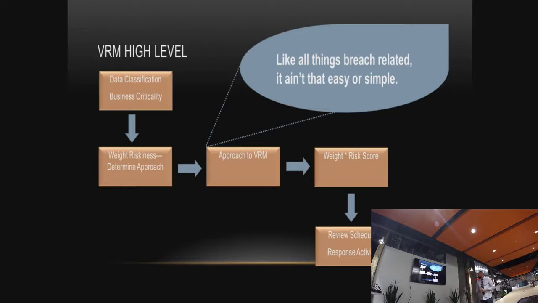So I'm ultimately going to take that weight and that risk score and calculate something on this vendor, and that's going to determine my actions. So maybe I do it on site. Maybe I just accept the SOC 2 Type 2 report. Maybe I periodically review them quarterly. Maybe it's twice a year. Maybe it's annually, depending on how important this data is and how much I want to stay on top of it. So that's really high level. Any questions about that?